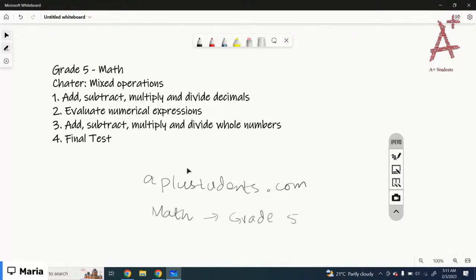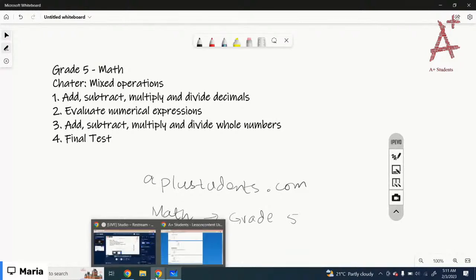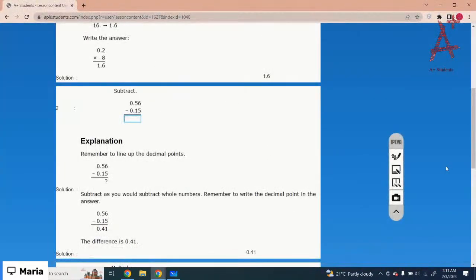So we're going to start with the chapter mixed operations. And the lessons we're going to cover today are add, subtract, multiply and divide decimals. Then evaluate numerical expressions. Then add, subtract, multiply and divide whole numbers, and then we'll do the final test of the chapter. So let's just start with the first lesson, that is add, subtract, multiply and divide decimals.